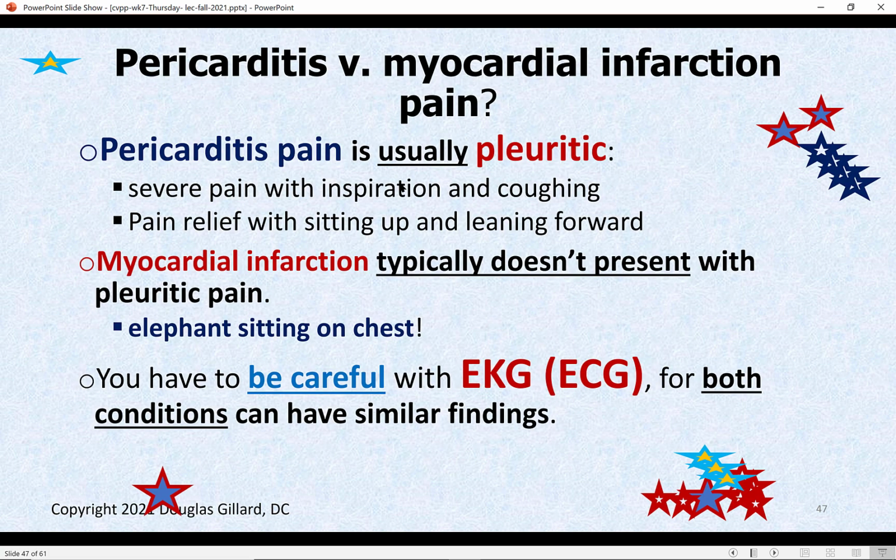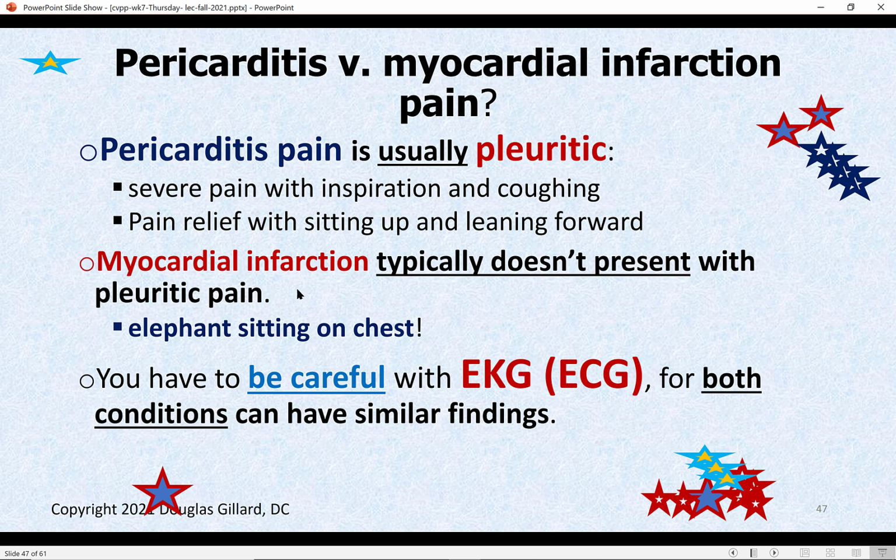Pericarditis versus myocardial infarction. How do you tell them apart? Sometimes it's difficult. Myocardial infarction patients, however, typically don't have the pleuritic chest pain. It doesn't kill them when they try to breathe in. Remember, pleuritic chest pain: you breathe in and someone stabs you with a knife. They don't have it. They typically say there's an elephant sitting on my chest and they're sweating like crazy.